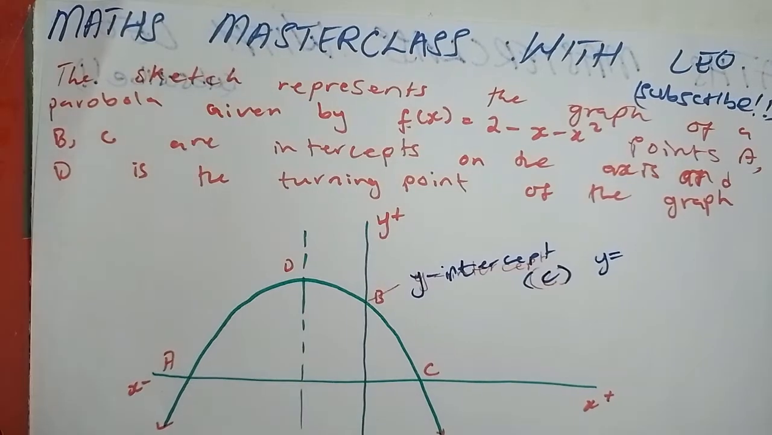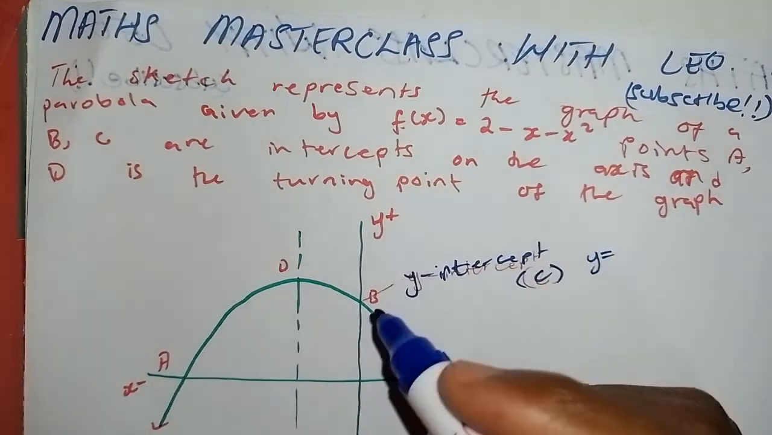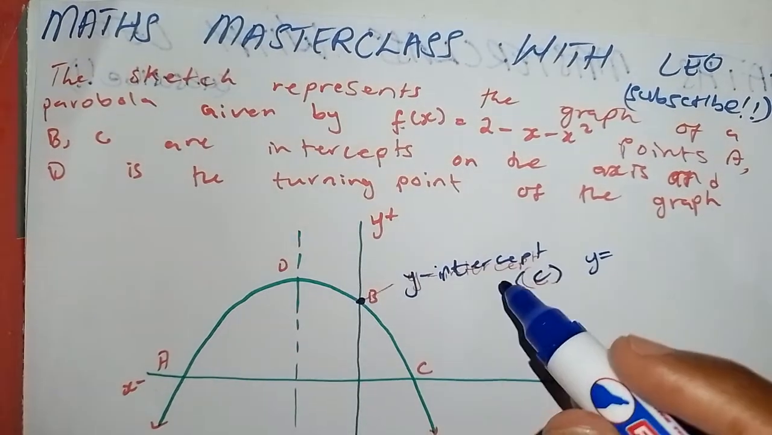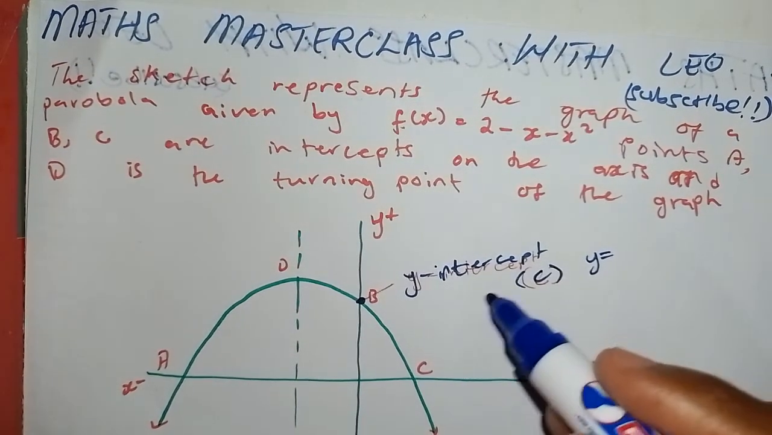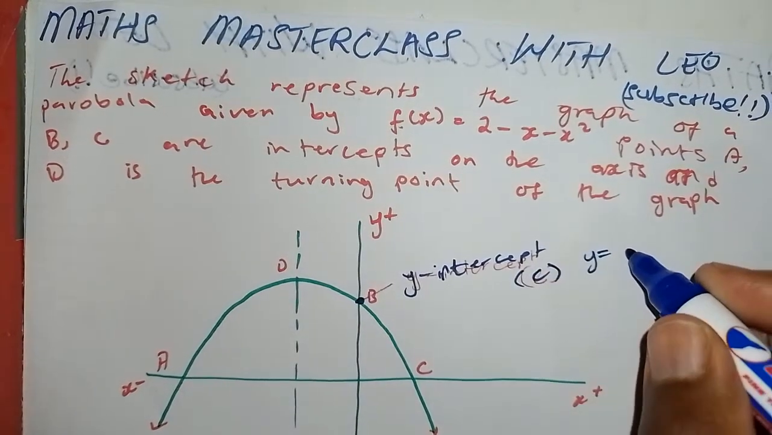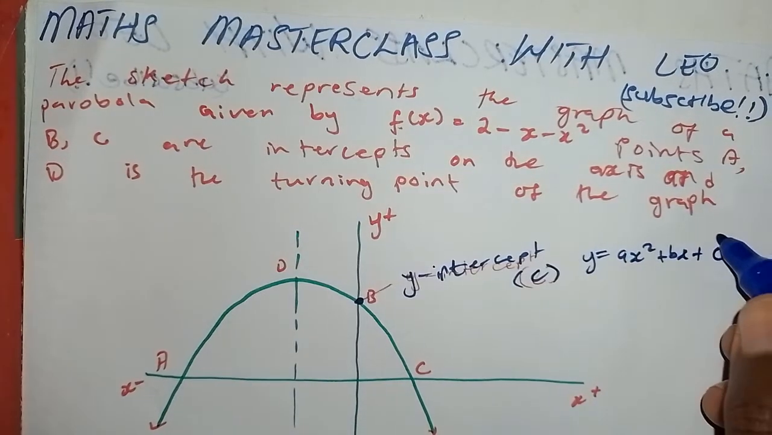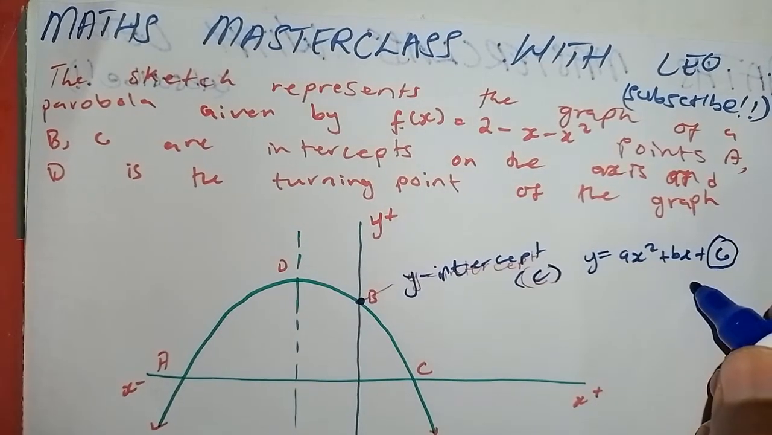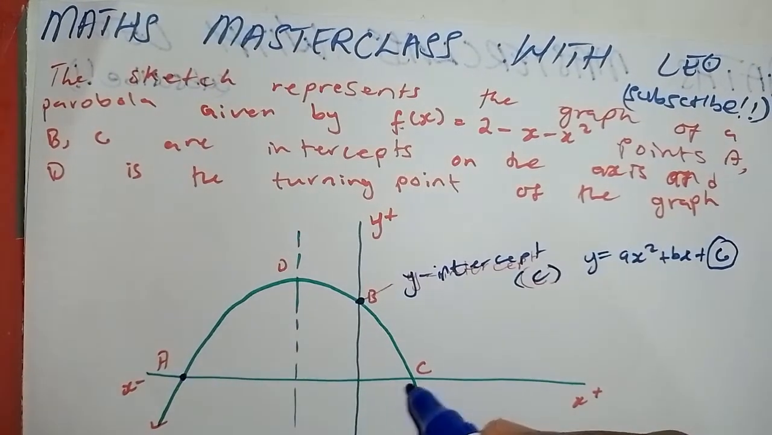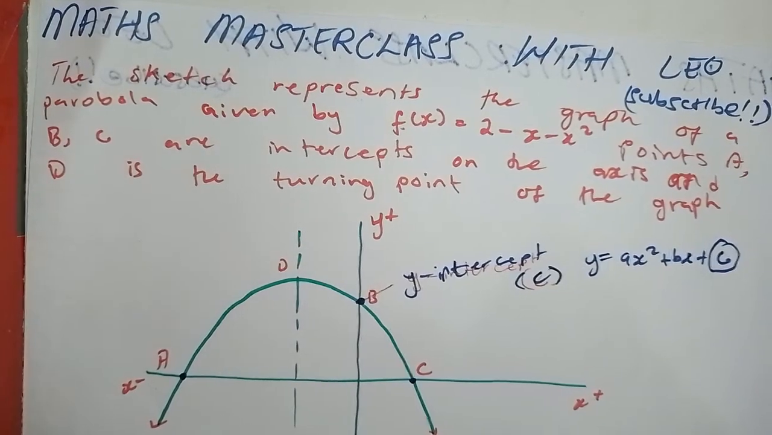If you remember very well, or if you've watched the previous video, you'd know that the point B represents the y-intercept. Remember, if you have an equation like ax squared plus bx plus c, the c is your y-intercept. And then A and C represent your x-intercepts.